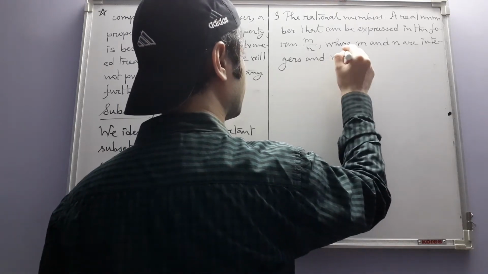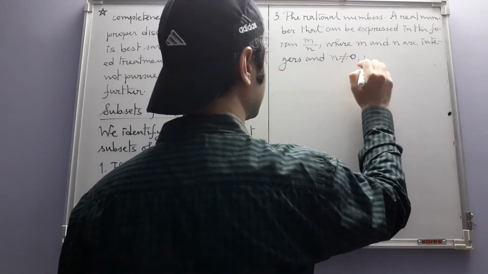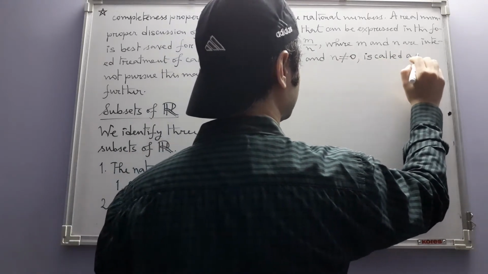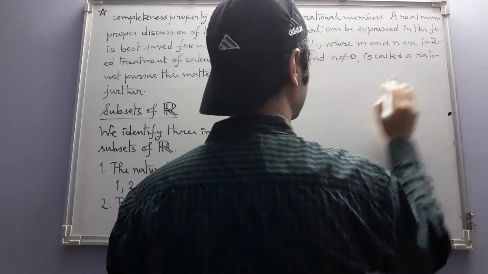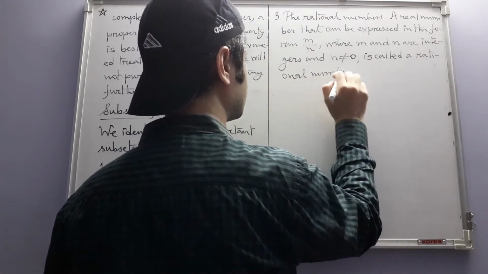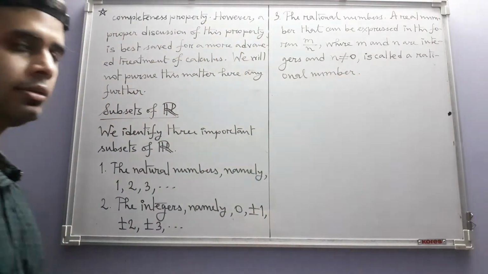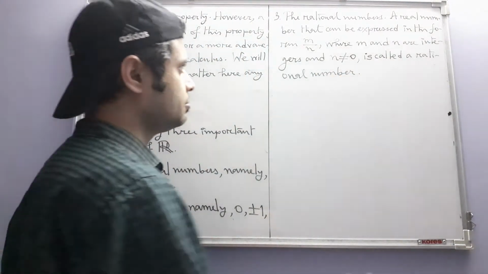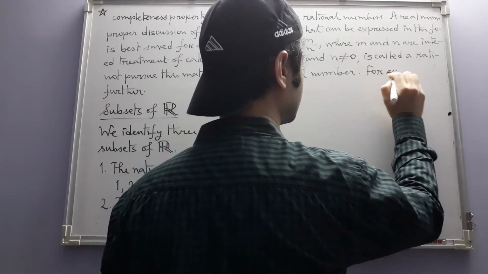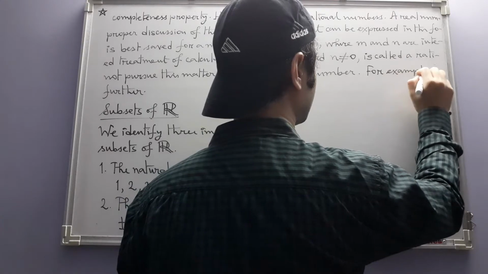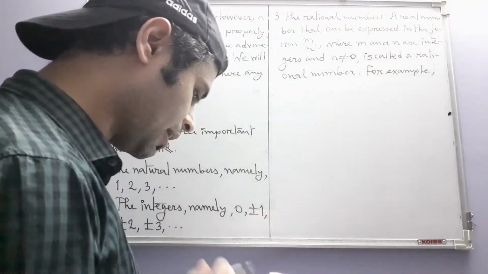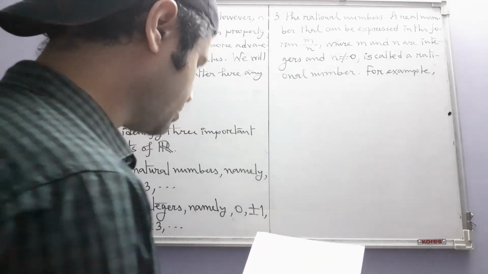n is not equal to 0 is called a rational number. For example, we can in fact give any example, but I want to give the ones that are given in the text.